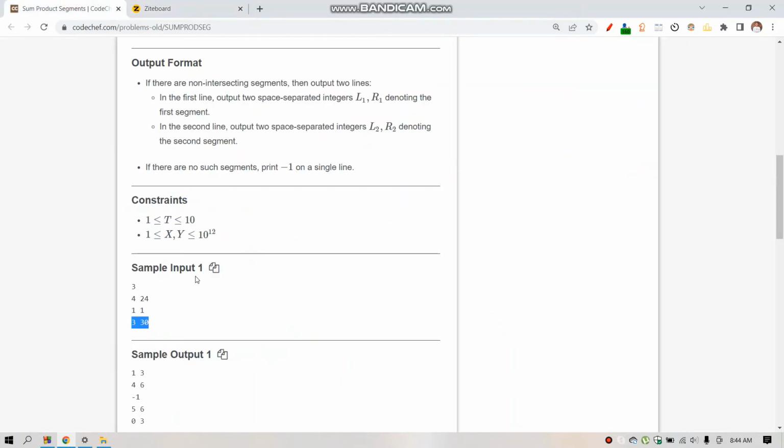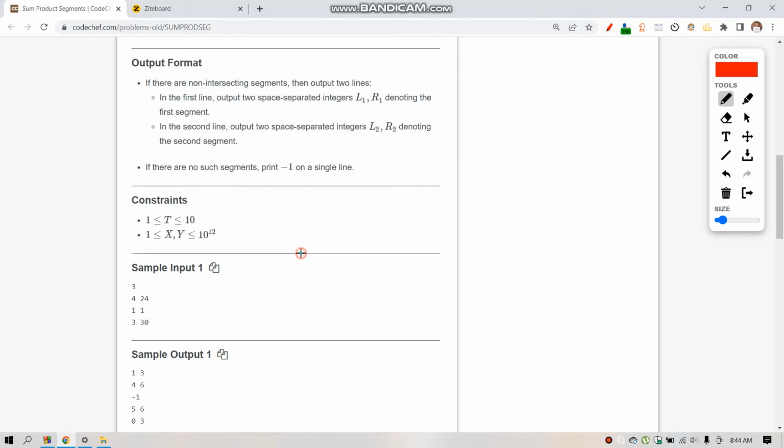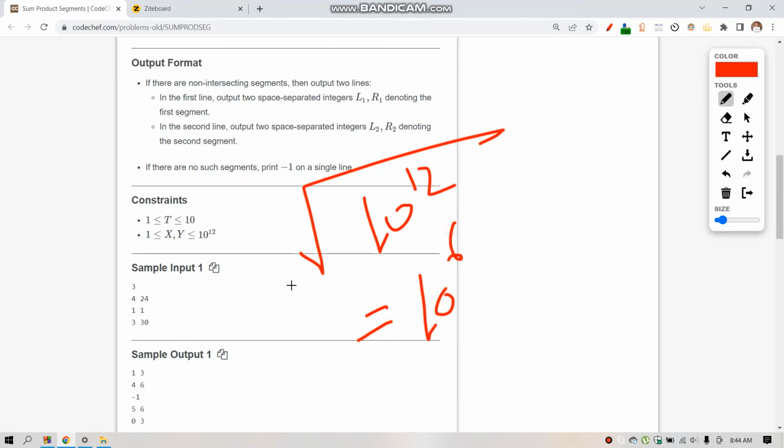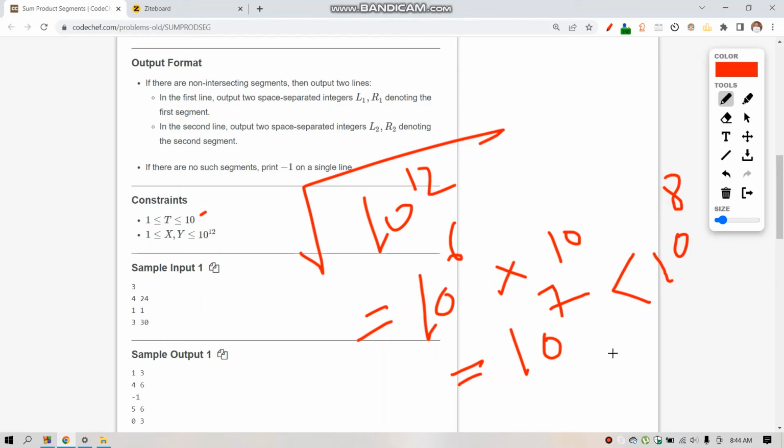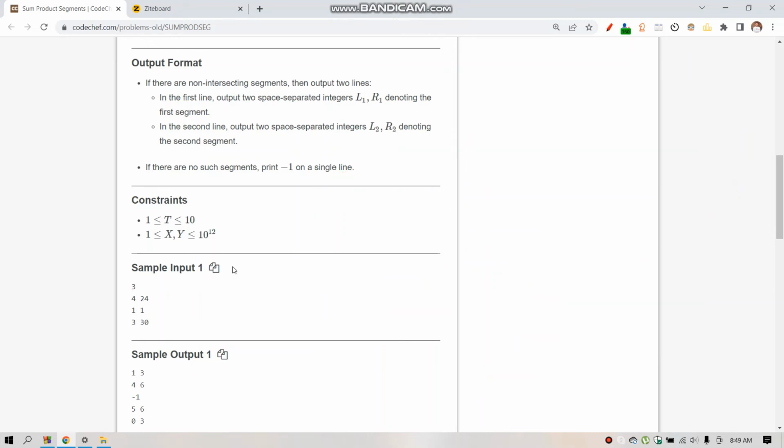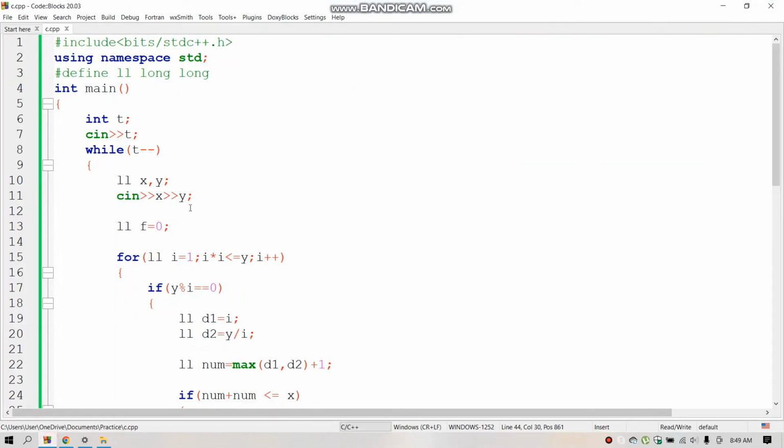If you see, there are only 10 test cases, and the highest value of x, y is 10 to the power 12. So we have to run a square root loop, right? The square root of 10 to the power 12 is 10 to the power 6, and we have 10 test cases, so the time complexity is 10 to the power 7, and as it is less than 10 to the power 8, it will run within 1 second. So let me move to the code.